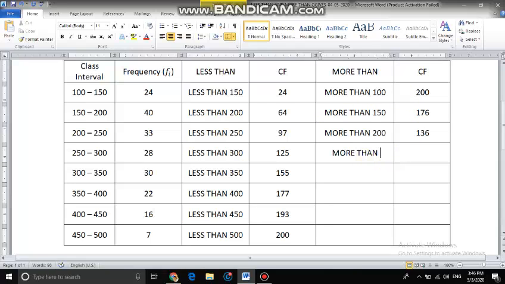Next one, more than 250. If I say more than 250, I have to add all these numbers. If you add all these numbers, what do you get? 28 means 7, 8 will come, 108. Okay, so the next one will be more than 300. More than 300 is the sum of all these numbers. Adding these numbers every time will be a little bit difficult, so you can introduce the shortcut method.